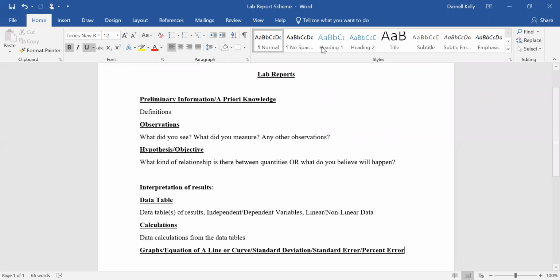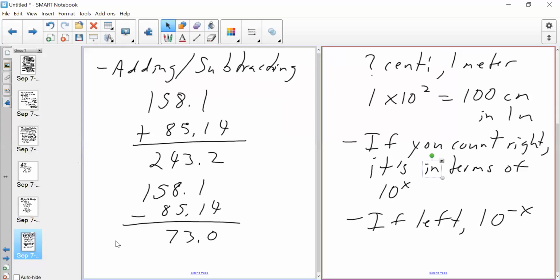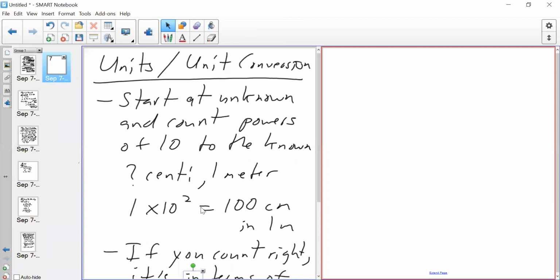So let me go back to the prior screen and talk more about the lab report schema.